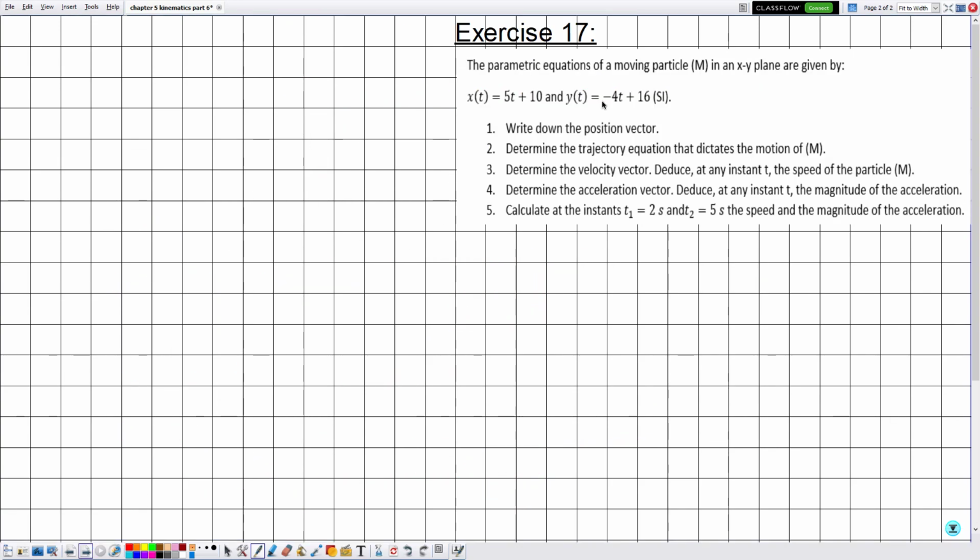Now for exercise number 17, they are telling me the parametric equations of a moving particle M in an xy plane are given by x of t and y of t. In number 1, we are asked to write the position vector, which is given by r equal to (5t plus tan) i plus (minus 4t plus 16) j, because the position vector r is equal to xi plus yj.